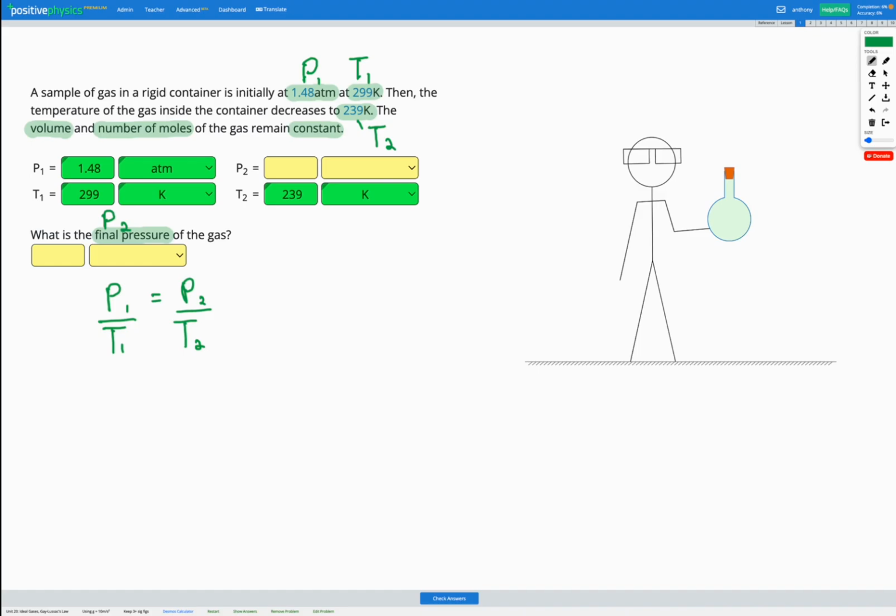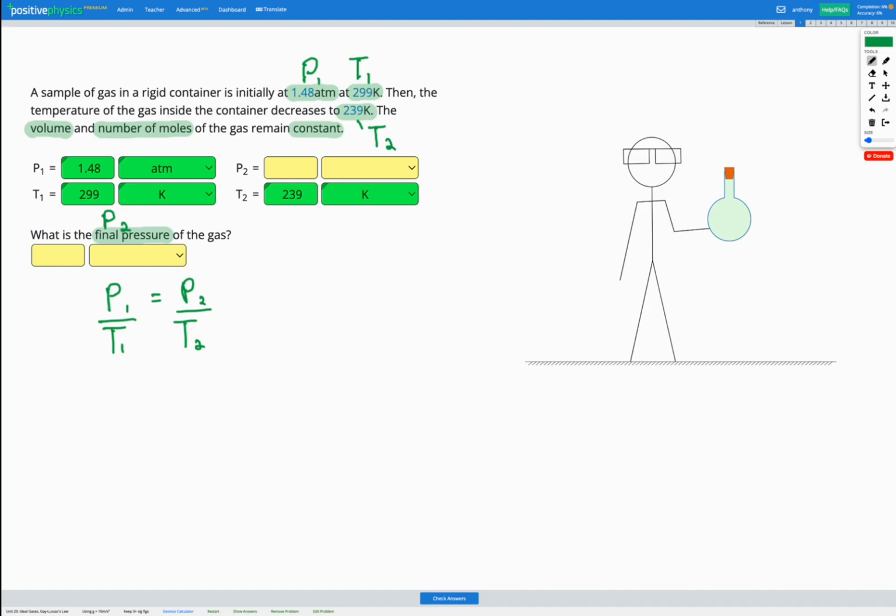So this is another equation that is in ratio. So P over T stays constant throughout the situation. So if P increases, T's got to also increase so that the ratio stays the same. Similarly, if P decreases, T's also got to decrease so that the ratio remains the same. In this question, our temperature started at 299 Kelvin and ends at 239 Kelvin. It's decreasing. So we're going to expect our pressure also to decrease. So our final pressure should be less than 1.48 atm.